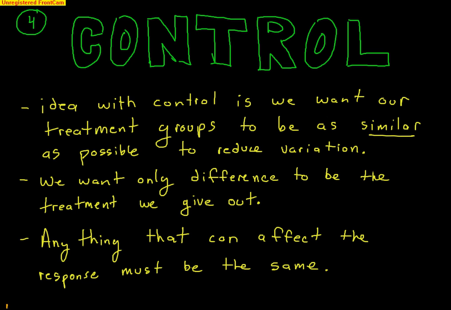The idea with control is we want our treatment groups to be as similar as possible to reduce variation. Remember, variation is the fact that people vary. Well, I don't want my two groups to vary. I want my two groups to be exactly the same. The only difference is what treatment we give out. Okay? Anything that can affect the response must be the same.